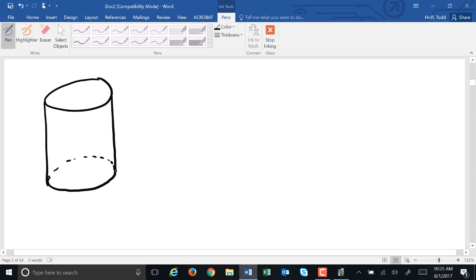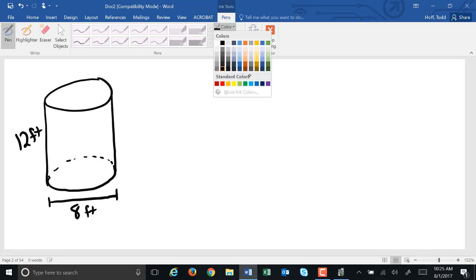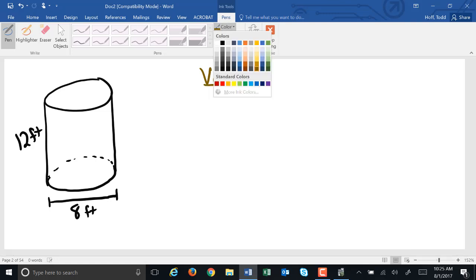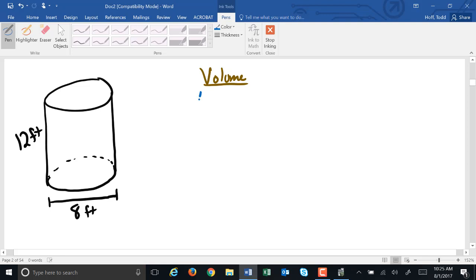A cylinder with a base of 8 feet and a height of 12 feet. For volume, what's our first step? Area of the base.